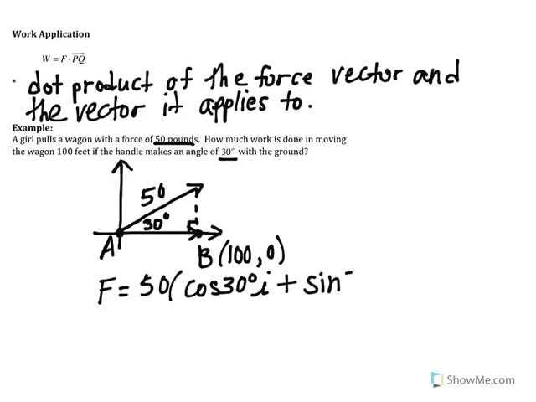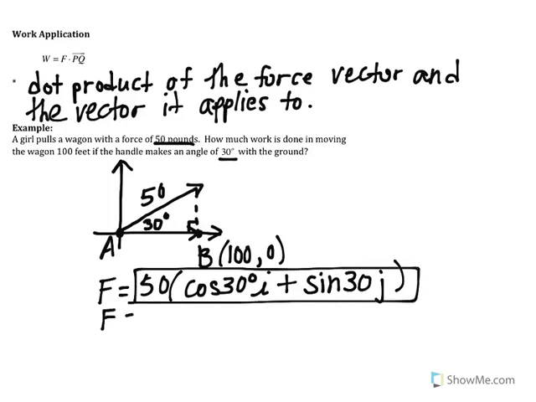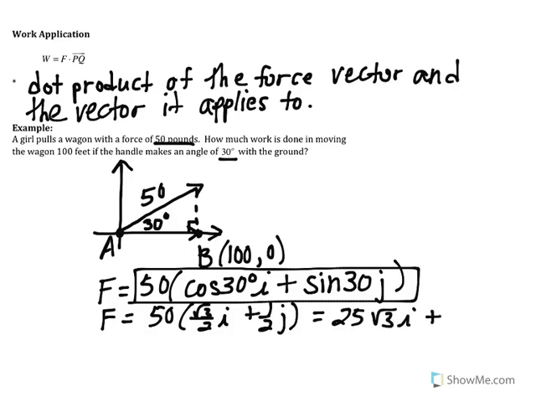I plus sine 30 J. Now we could simplify this because we know values for 30, but if you didn't know the values, you could leave your force vector in this format. I'm going to do a little simplifying. So this would end up being 25 square root of 3 I plus 25 J. Is that a little easier to type in if you were going to use that as your vector? Probably, but you could leave it in the first format.